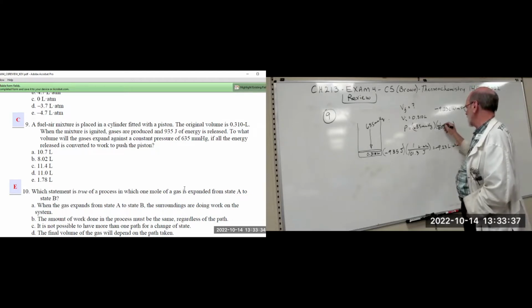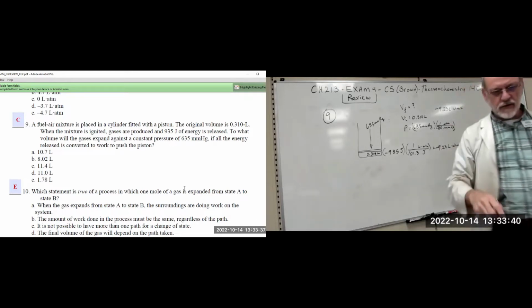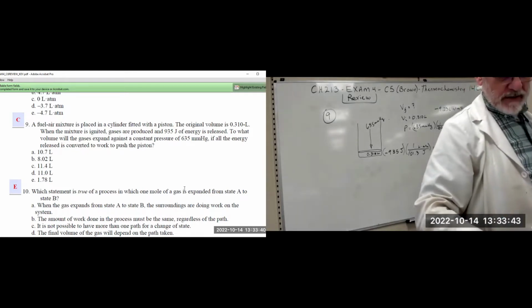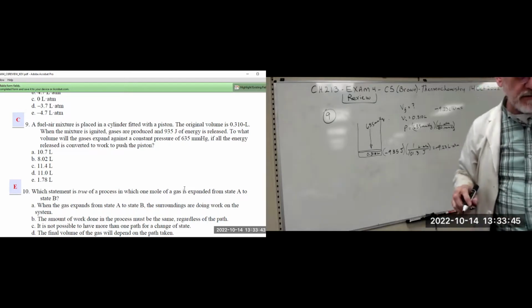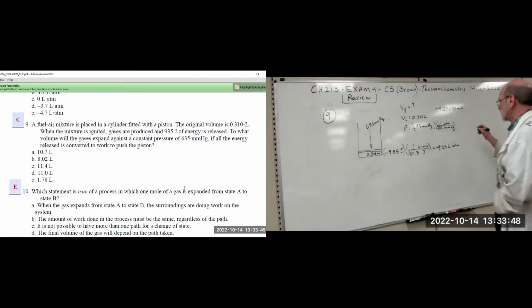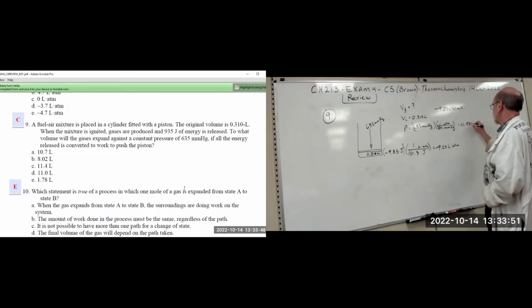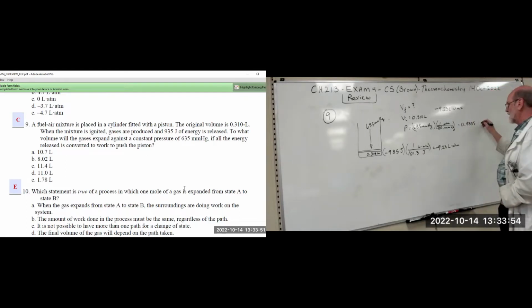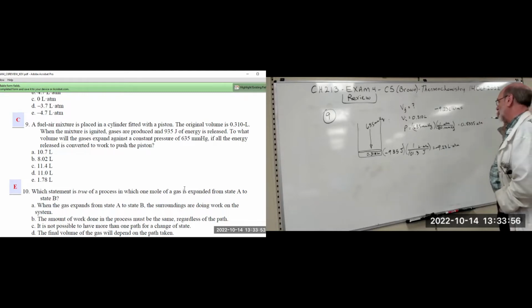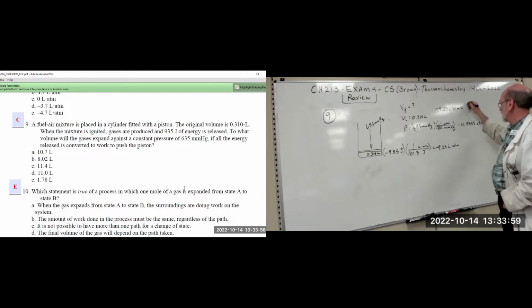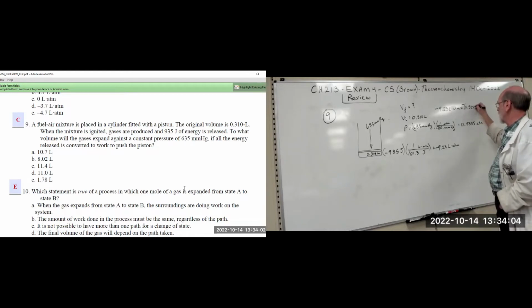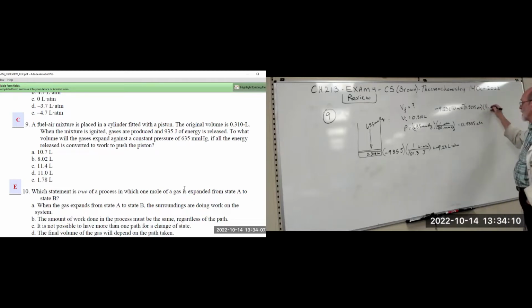760 is the conversion there, 1 atmosphere. So 635 divided by 760 is 0.8355 atmospheres. Okay, so we got this one, negative 0.8355 atmospheres. And then we got a final pressure, final volume that's unknown, minus 0.310 liters.